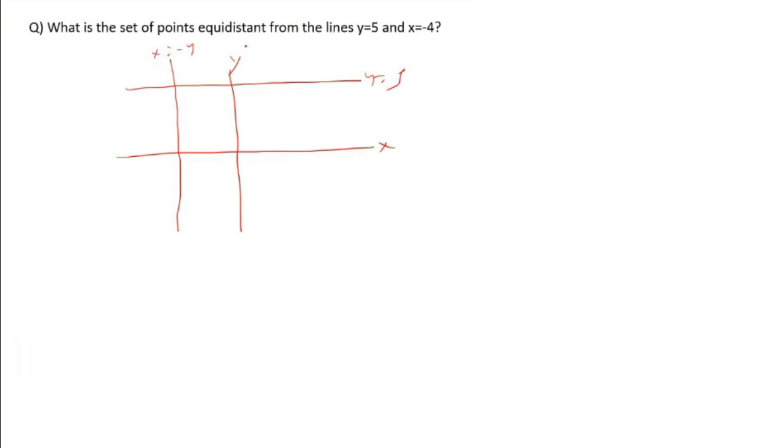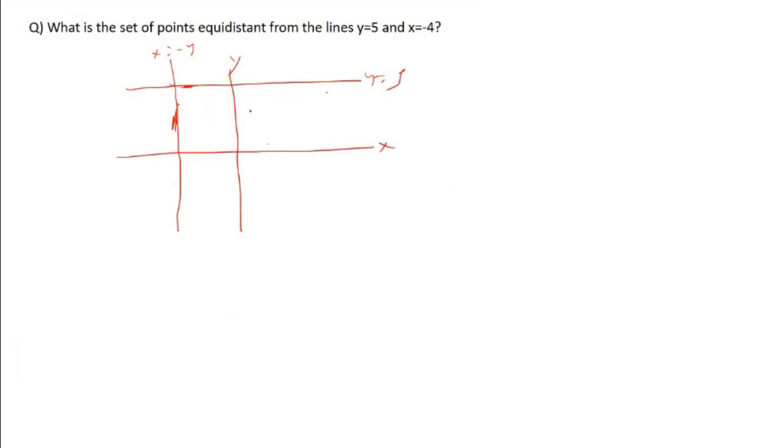What is the set of points that are equidistant from the lines y equal to 5 and x equal to minus 4? So this is one line, and this is the other line. We need to find out points that are equidistant from them, right? Now clearly, if you visually see, if you take a random point, let's say here, it's closer to this line than it is to this one. Similarly, if you take some point here, it is closer to this than to that.